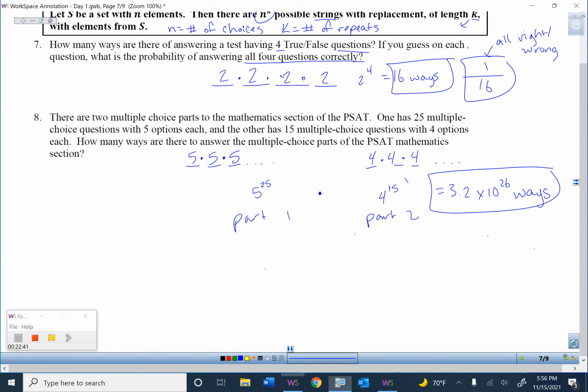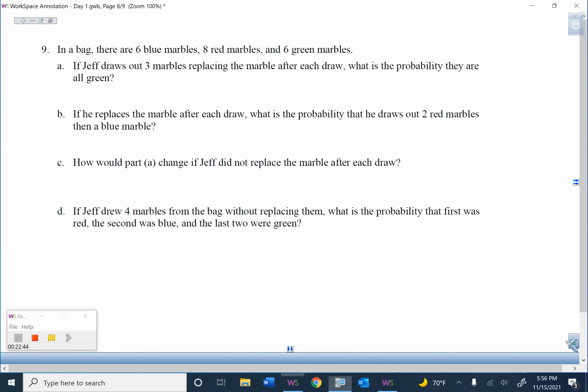That's it for that one. Alright, this one goes back to kind of a basic probability, but what we're going to talk about is more dealing with kind of our counting principle here, where we're not just making one selection. Okay, so we know with basic probability we need to know the total first. So it says in a bag there are 6 blue marbles, 8 red marbles, 6 green marbles, so we have a total of 20 marbles.